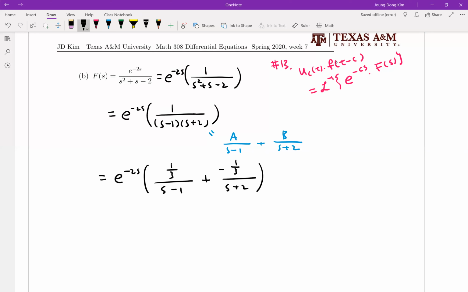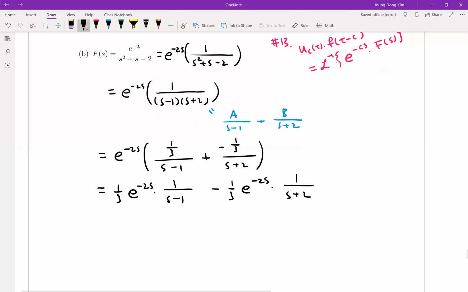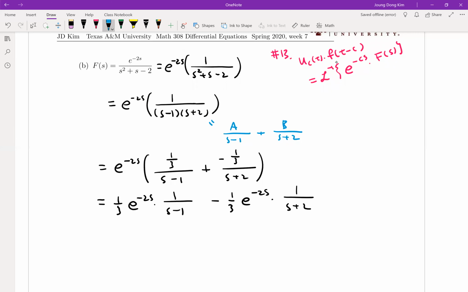Which is equal to 1/3 e to the minus 2s times 1 over s minus 1, and minus 1/3 e to the minus 2s times 1 over s plus 2. We can apply number 13 to this one and this one separately. Let me use a different color for each of them. Here we go, and look at the chart of table number 13.